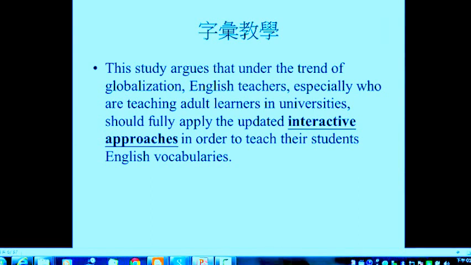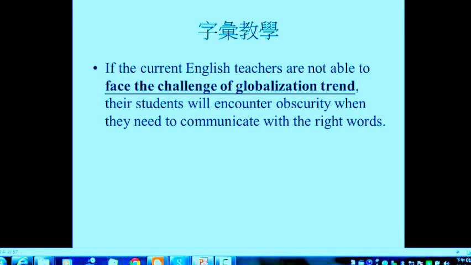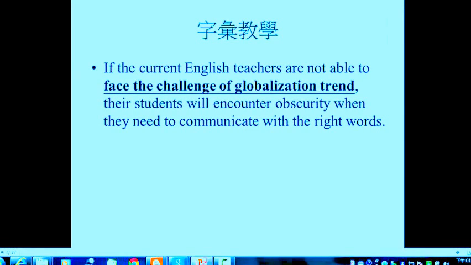So this study argues under the trend of globalization, English teachers, especially who are teaching adult learners in universities, should fully apply the updated interactive approaches in order to teach their students English vocabularies. If the current English teachers are not able to face the challenge of globalization trend, their students will encounter obscurity when they need to communicate with the right words in international situations.